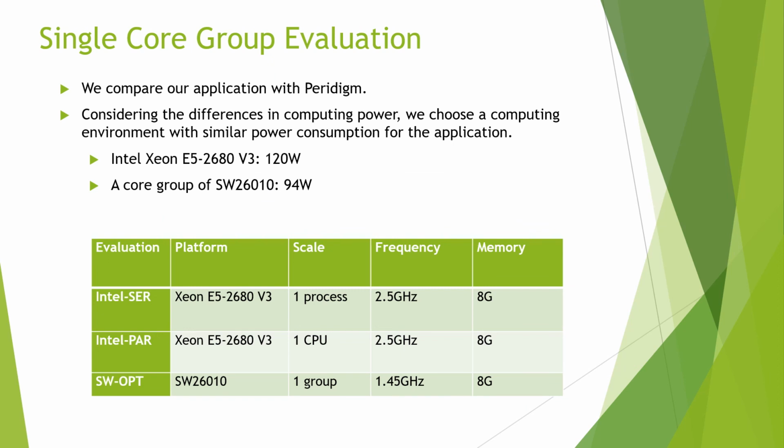To prove our work is efficient enough, we compare our application to Peridigm run on the Intel Xeon E5-2680. To make the comparison fair, our experiment is based on similar energy consumption. So we compare our application run on one core group to Peridigm run on an Intel Xeon E5-2680V3. The experiment setup is shown in the table.